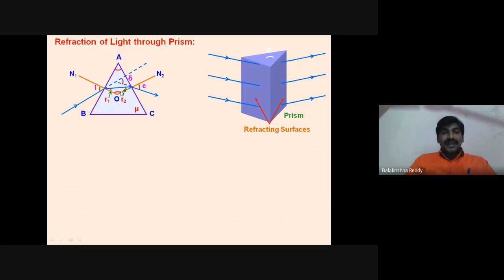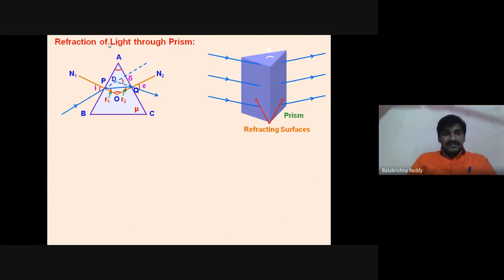Of course, this angle of deviation depends on the incident angle. The way you change the incident angle, the deviation angle will change. That is a very common point. Apart from that, there is the angle of prism. The angle of prism indicates indirectly the dimensions of the prism, right? If the angle of prism changes, then the deviation angle may also change. Now, let us enter into the actual derivation part.